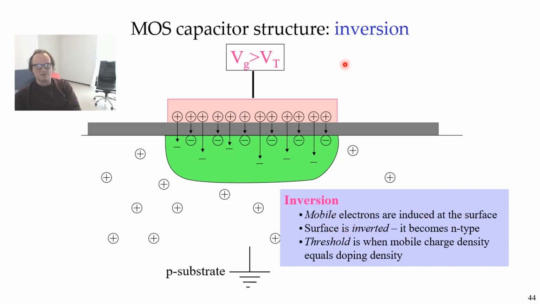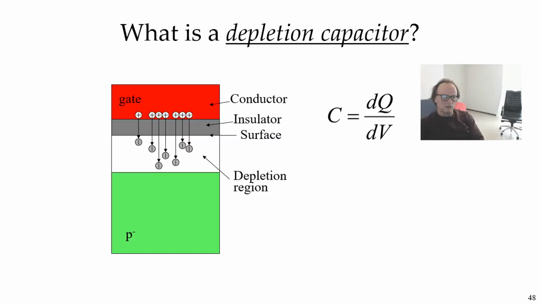The surface is inverted. It actually becomes N-type instead of P-type, right? Because now it's electron type. And the threshold voltage is, by definition, when the mobile charge density equals the doping density. At least that's one definition of threshold. There are other ones too. Okay, so those are the different inversion regions of the channel.